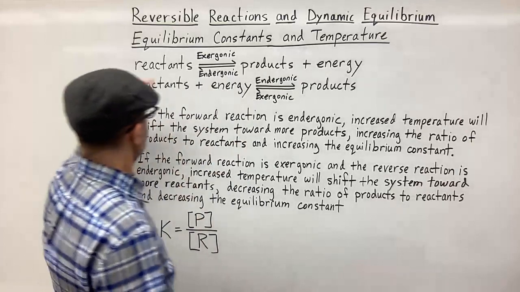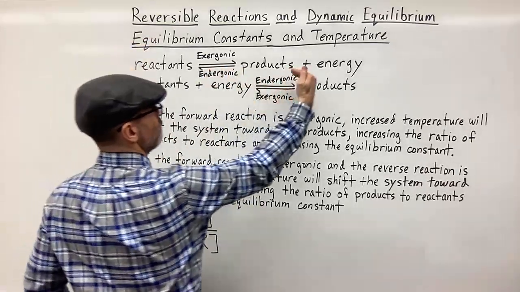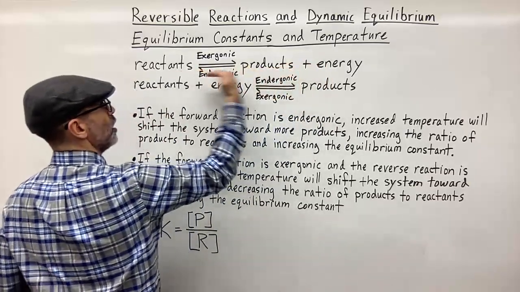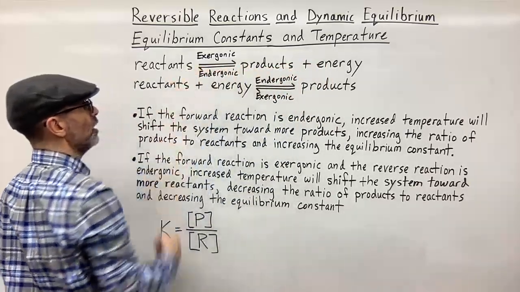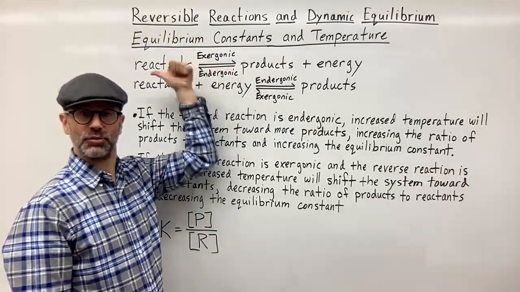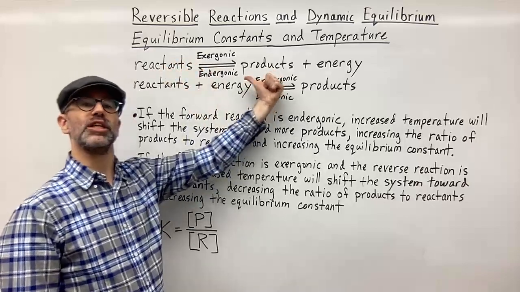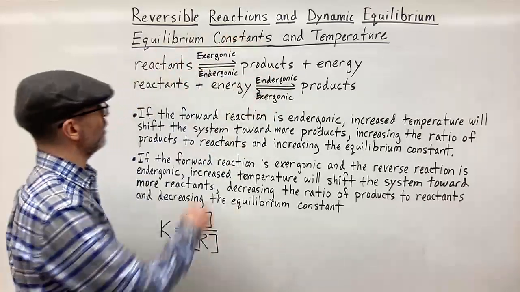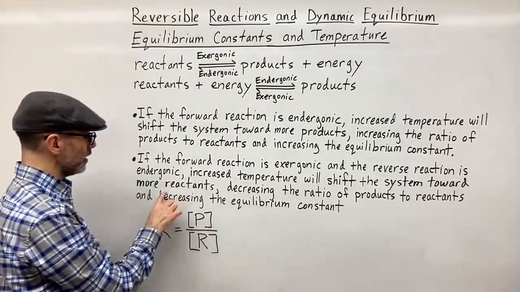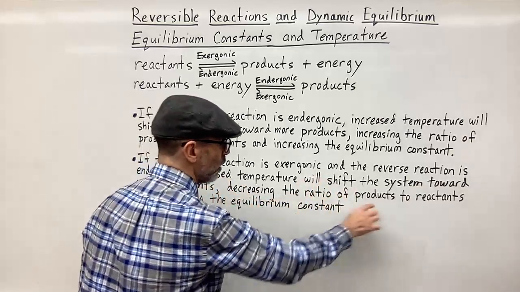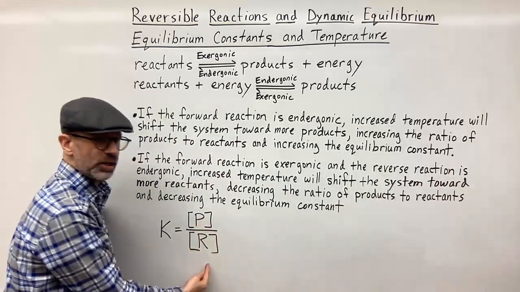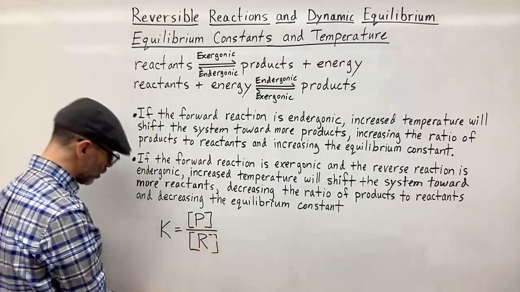Sorry about that. So for the endergonic here, if I increase temperature, the endergonic reaction is going to be favored. So this is going to increase more than this. This is going to increase, but not as much as the endergonic reaction in the reverse direction. So since this is going to be increased more than this is, then reactants are going to be favored. If reactants are favored, this is going to decrease the ratio of products to reactants. So here, I'm going to favor reactants. So I'm going to increase the reactants.